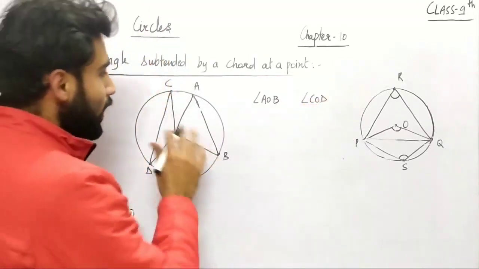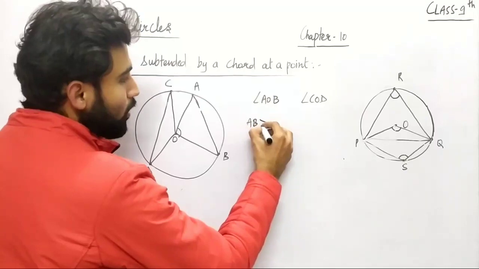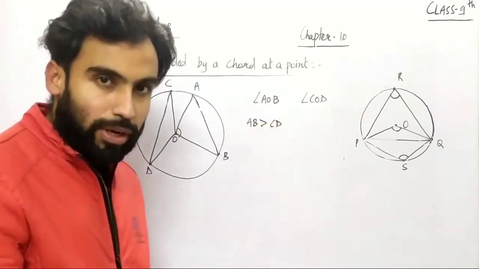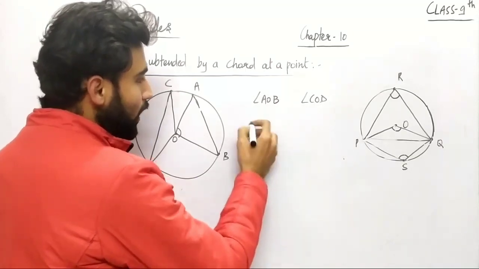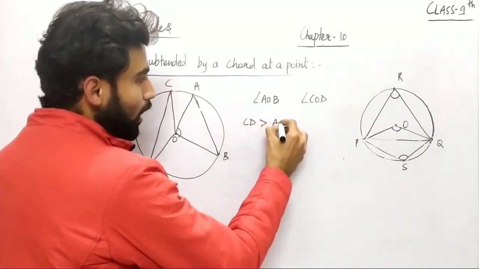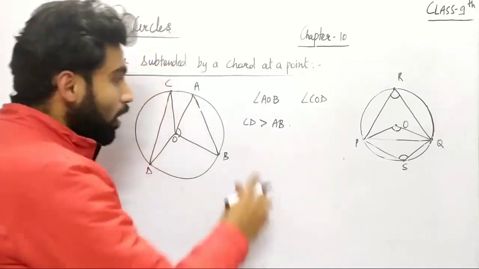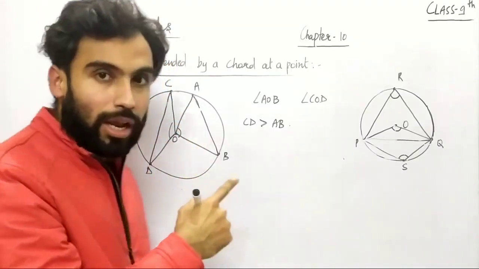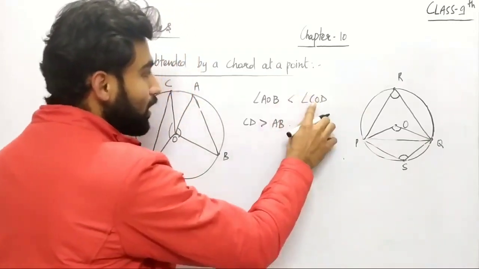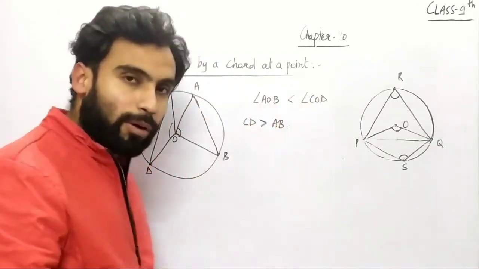Now you can see here AB chord is greater than CD, right? Sorry, I have written it reversed here. So CD chord is actually greater than AB, right? Now the greater chord will subtend a greater angle at the center. That means angle COD will be greater than AOB, right?